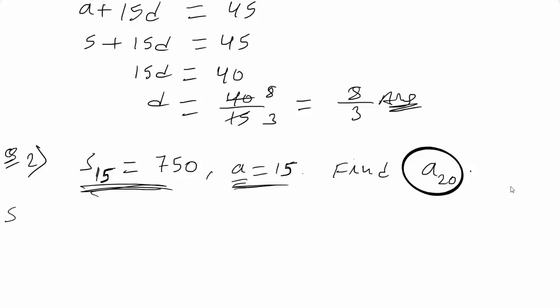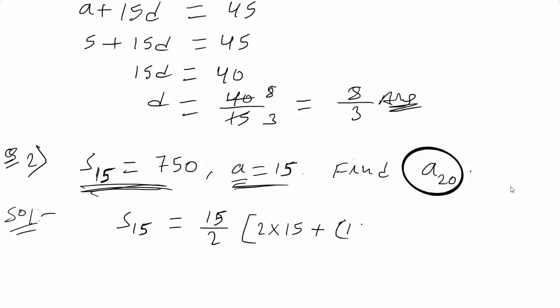So let us go for the solution. What is the formula of Sn? Yeah, you are right. n by 2, 2a plus within bracket n minus 1 times d. So for S15 it will be 15 by 2, 2 times a, which is again 15, plus n minus 1, n is again 15, minus 1 times d. d we don't know.